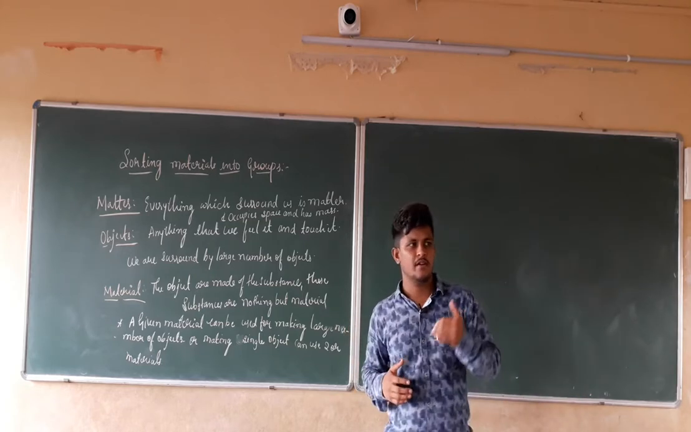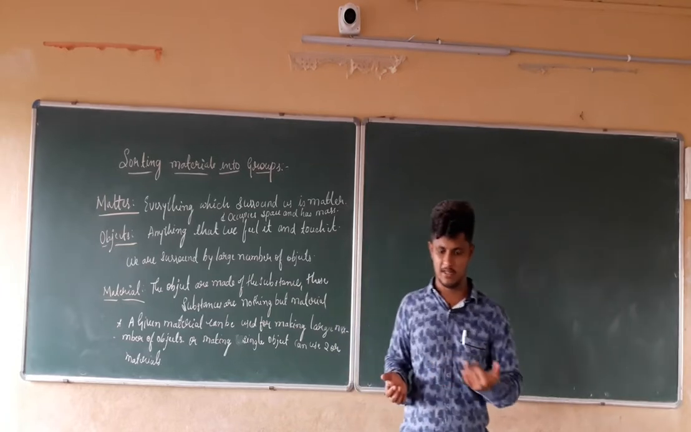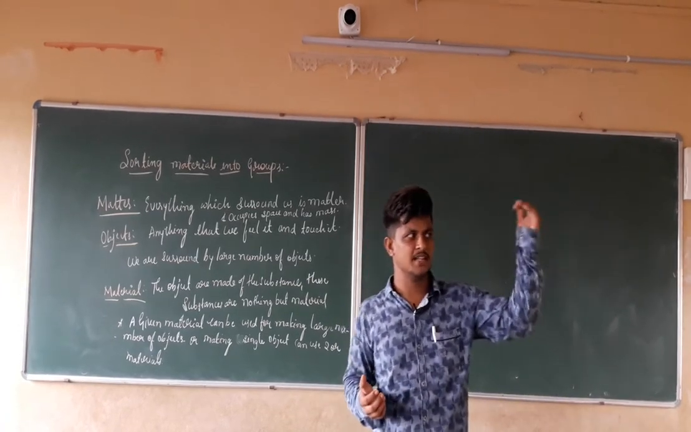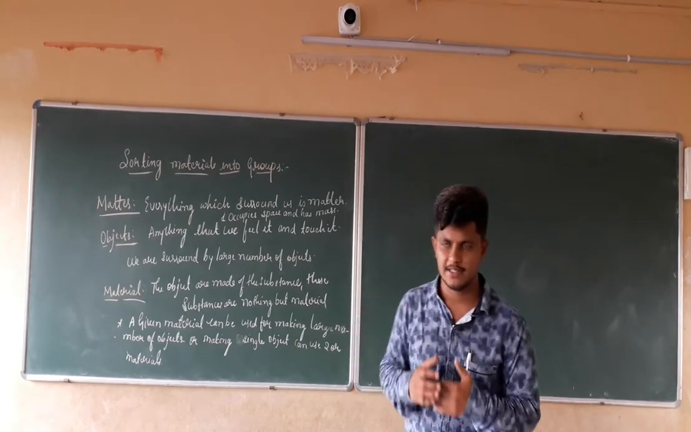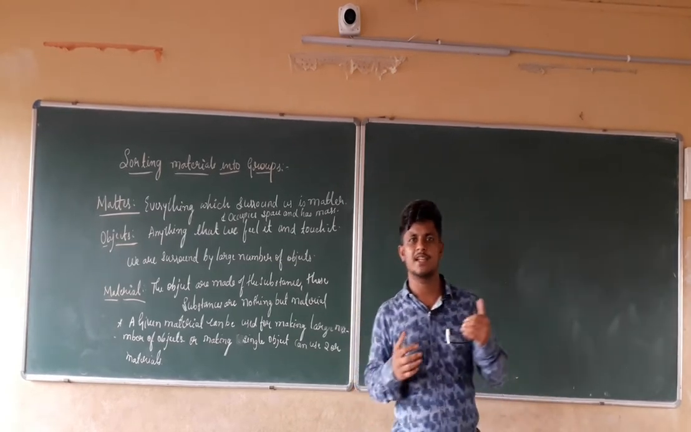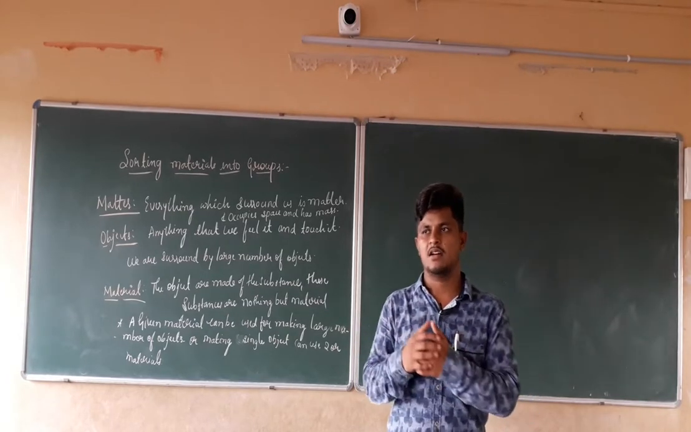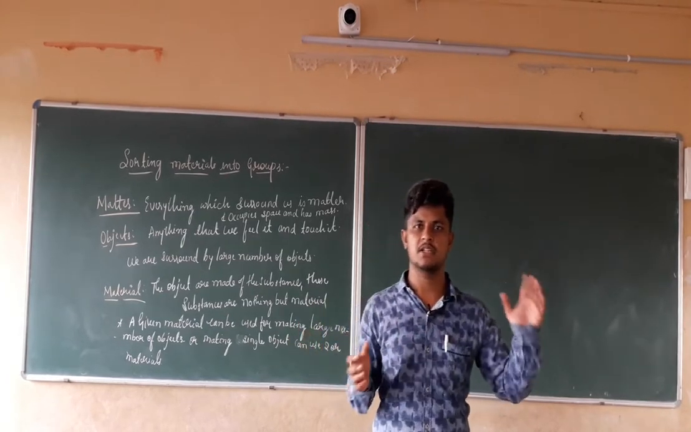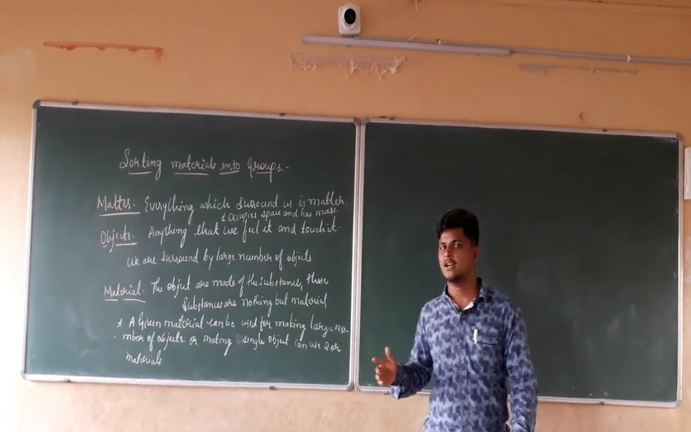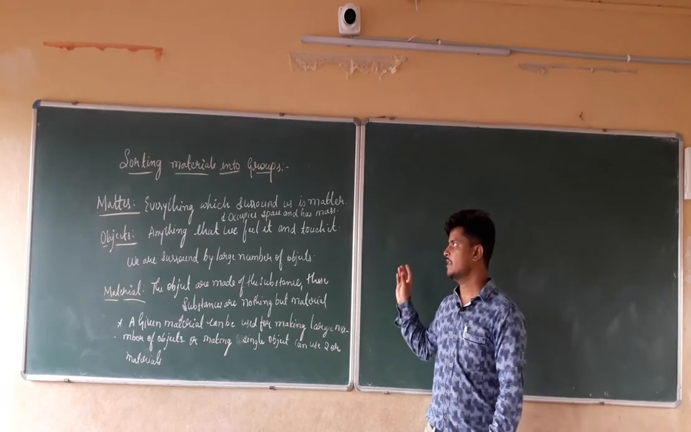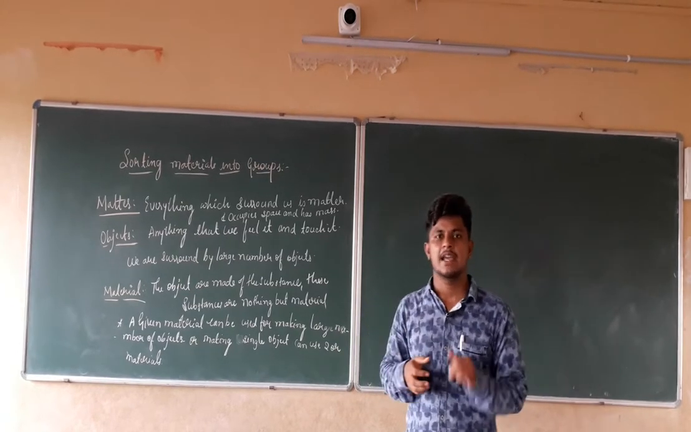So if you take the example of the table, it also comes under matter. If you take the example of buildings, human beings, or animals, all come in the category of matter. Everything which is there in the surroundings is matter only. In the same manner we can define matter: everything which surrounds us is matter.